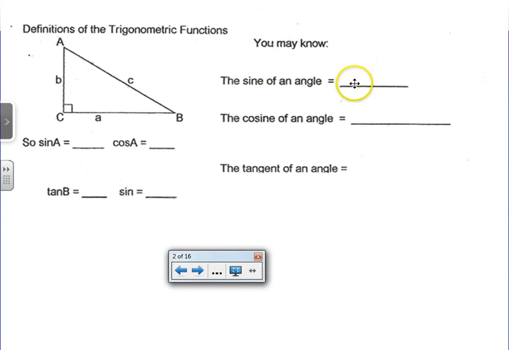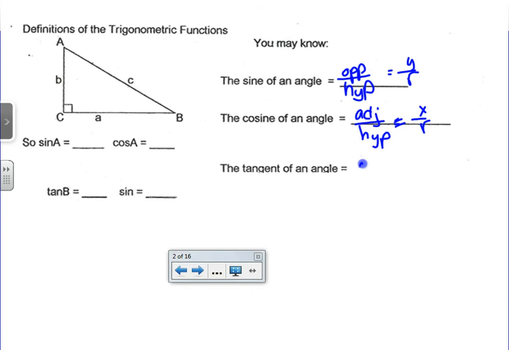First, let's talk about sine. Remember, sine was, you either used the formula opposite over hypotenuse, or when we were in the coordinate plane, we used the formula y over r. The cosine of an angle was adjacent over hypotenuse, and in the coordinate plane, we used the formula x over r. And the tangent was opposite over adjacent, which would be the formula y over x in the coordinate plane.